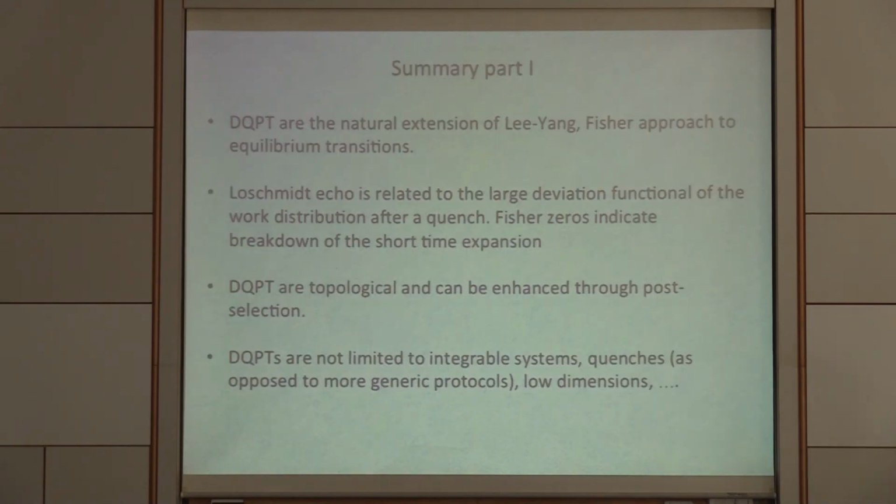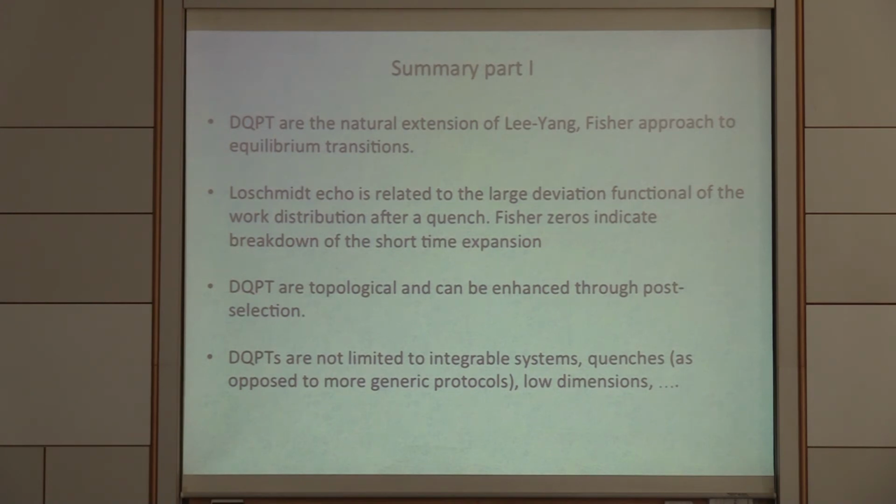I'm not that early, so I'll give a summary of this part 1 and then spend maybe 5 more minutes, hopefully not more. Dynamical quantum phase transitions are a natural extension of this Lee-Yang or Fisher approach to equilibrium transitions. This Loschmidt echo is related to the large deviation functional of the work distribution. Also, I mentioned post-selection and so on.